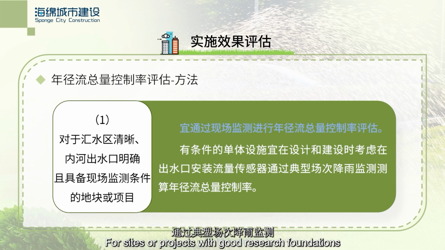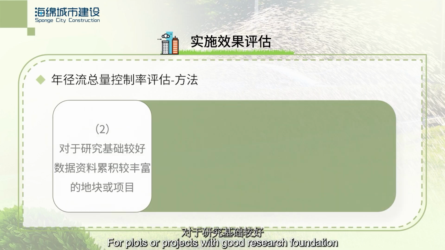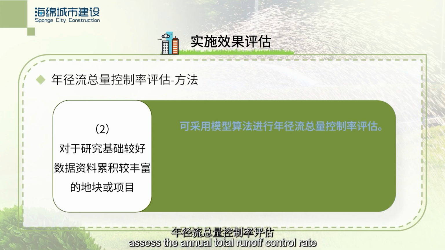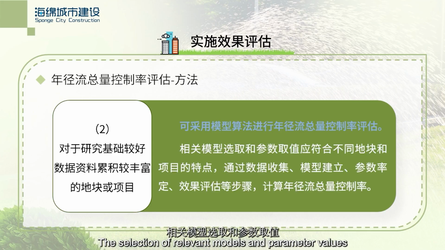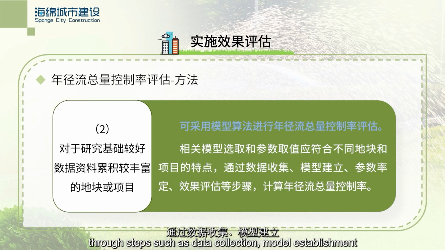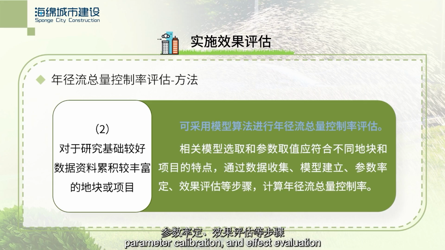For sites or projects with good research foundations and a wealth of data, model algorithms can be used to assess the annual total runoff control rate. The selection of relevant models and parameter values should conform to the characteristics of different sites and projects. Through steps such as data collection, model establishment, parameter calibration, and effect evaluation, the annual total runoff control rate can be calculated.